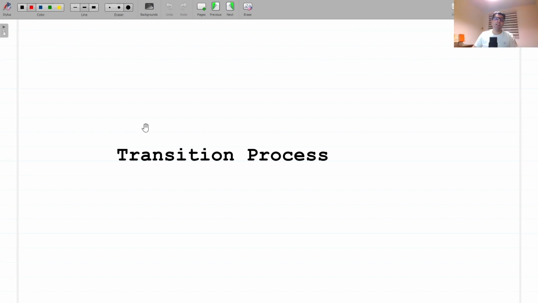In this session, I want to talk about the transition process. Well, if you want to find out more about this process, then don't miss this training session.